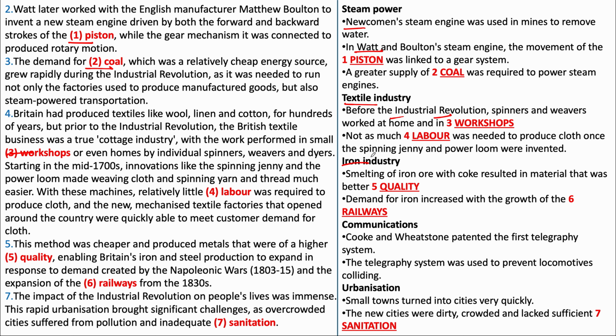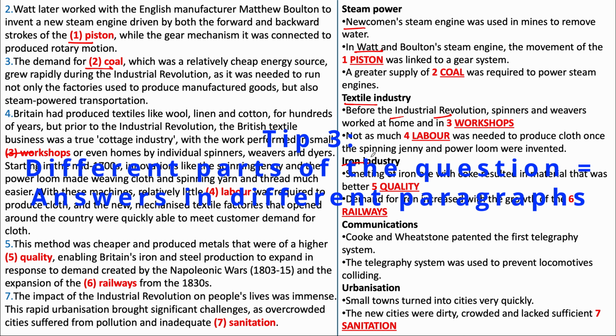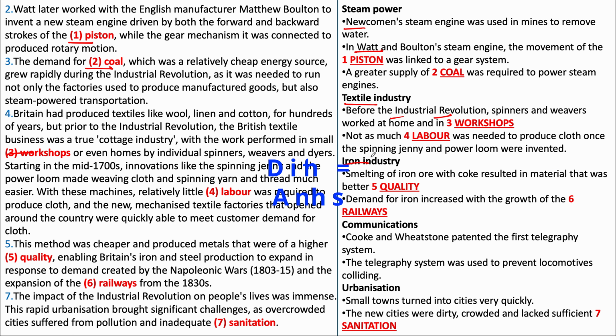The answers to the different parts of the question are not found in the same paragraph. For example, the answers to the first part, steam power, were in the second and third paragraphs. The textile industry answers were in the fourth paragraph. So make sure to look at multiple paragraphs if needed. And it helps to keep in mind that the answers to different subheadings in the question are likely to be in different paragraphs in the passage.